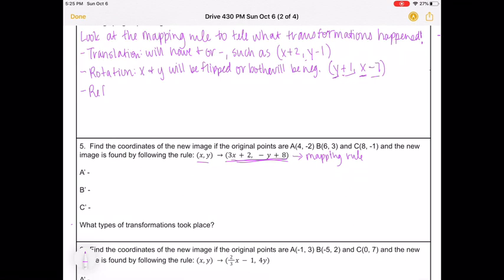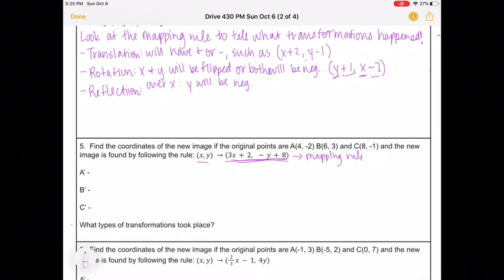All right, reflection. This has 2 options. If it's over x, then y will be negative. So it's going to look maybe like 2x comma negative y plus 2. So that negative right there is what would tell me that that was a reflection over x.